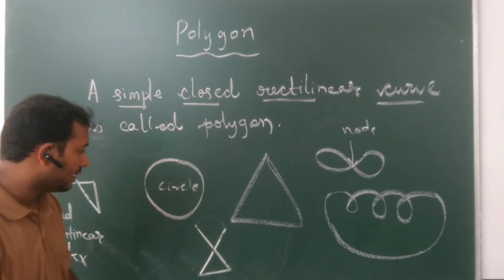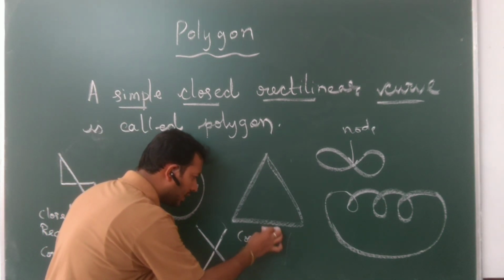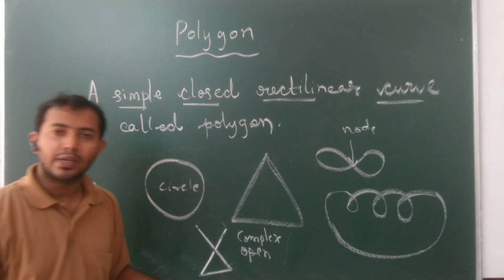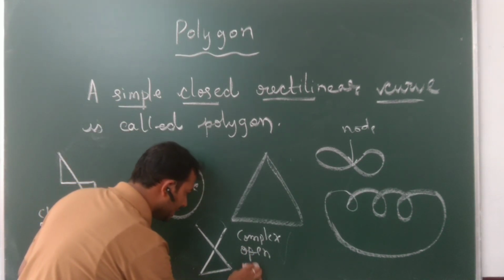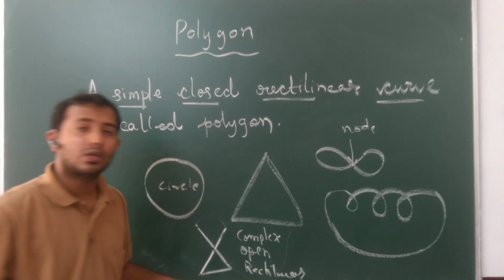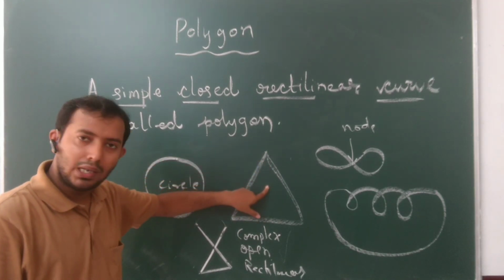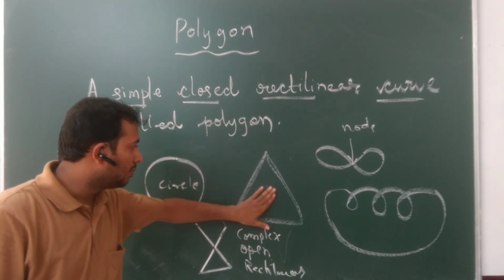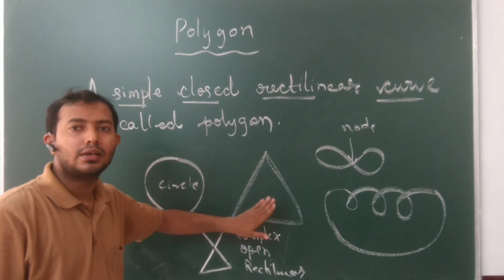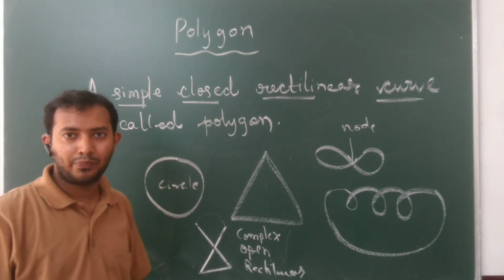Okay, right now we have taken, this is your what? Complex. Okay, is it closed? No, it is open. Next, it is rectilinear. Yes, it is rectilinear. So this is also not a polygon. Polygon is this one. Why? This is your simple. There is no node. Simple, closed, rectilinear curve. This type of figure is called polygon.